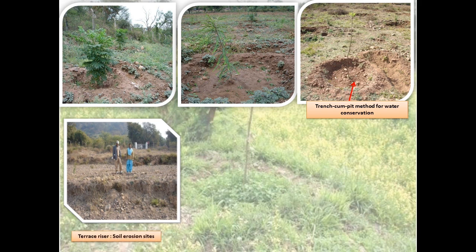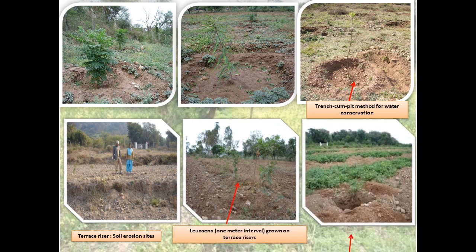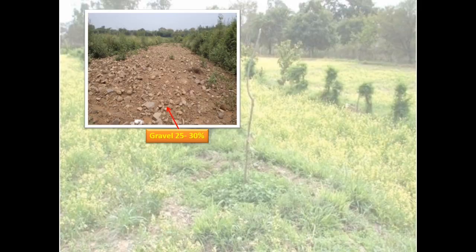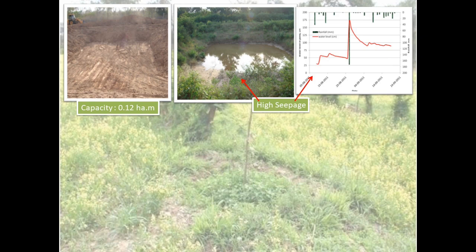To check soil erosion and diversify production, on the terrace risers, Leucaena was grown at 1 meter running length. In addition, after every 5 meter interval, 1 guava sapling was also planted. The gravel percent on the terraces was about 25 to 30%. On the basis of gravel percent on the terraces and lower 1/3 area, crops such as kulthi, maize, taramira were grown. At the lowest point of SALT 1, a pond was dug with the capacity of 0.12 hectare meter.